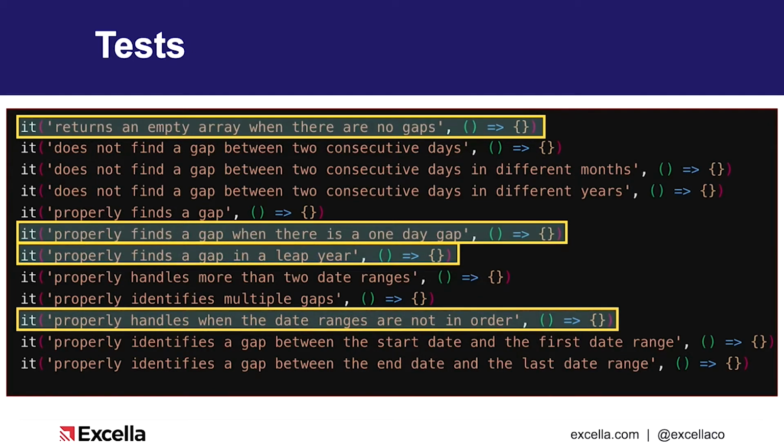And finally, I'd like to look at two last tests: properly finds a gap in a leap year and properly handles when the date ranges are not in order. These are two tests I can guarantee that I would not have written if I was writing tests to my code as opposed to writing them with TDD.